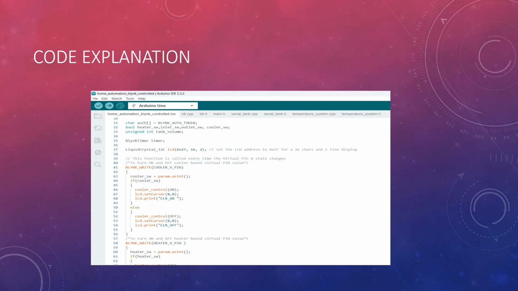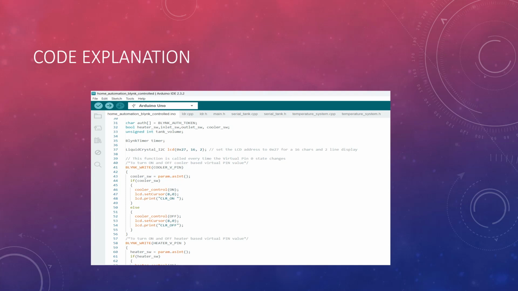Then you have Blynk write, Blynk digital write for the heater pin, the inlet pin, then the outlet pin. We have functions like this. Then we have a function updateTemperatureReading for updating the temperature, then handleTemperature, then handleTank, and then it contains basically void setup and void loop.